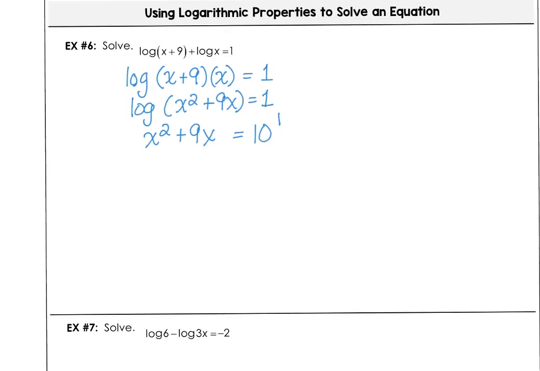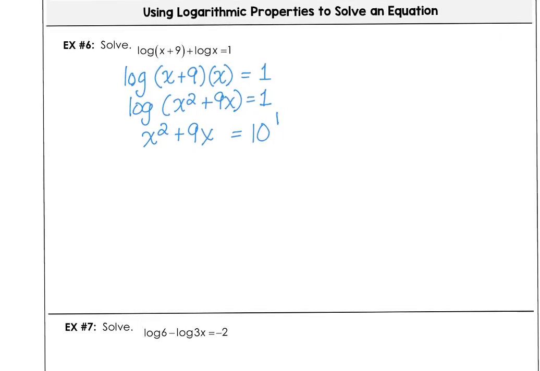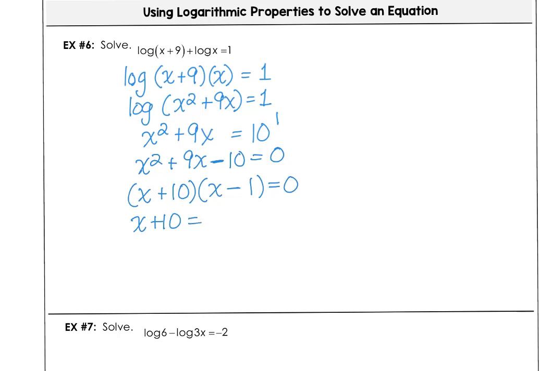In this case, we want to get all the terms on one side of the equation and use our information like a quadratic equation. And you can factor the trinomial because factors of 10 times 1 will add up to 9, and we would multiply 10 times -1 to give us -10. So our first solution is x equals negative 10. And our second solution is x equals positive 1.